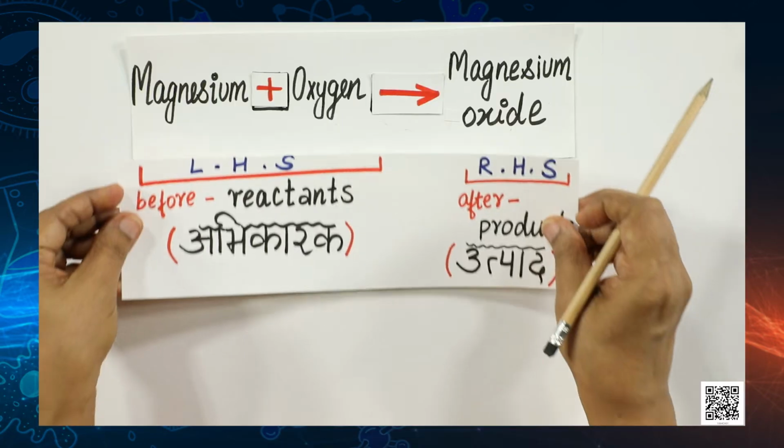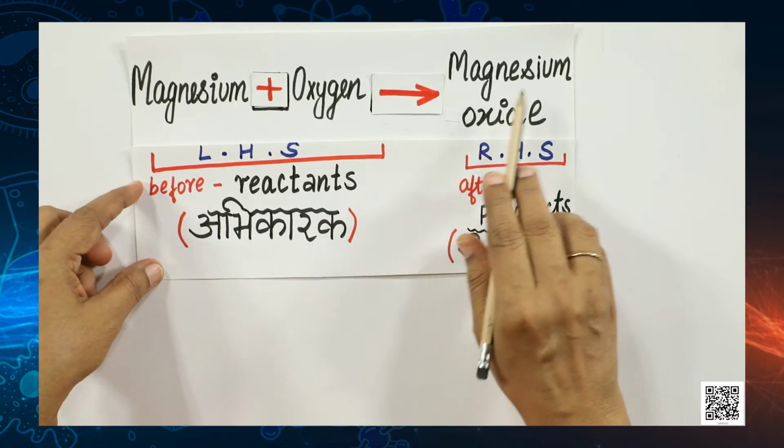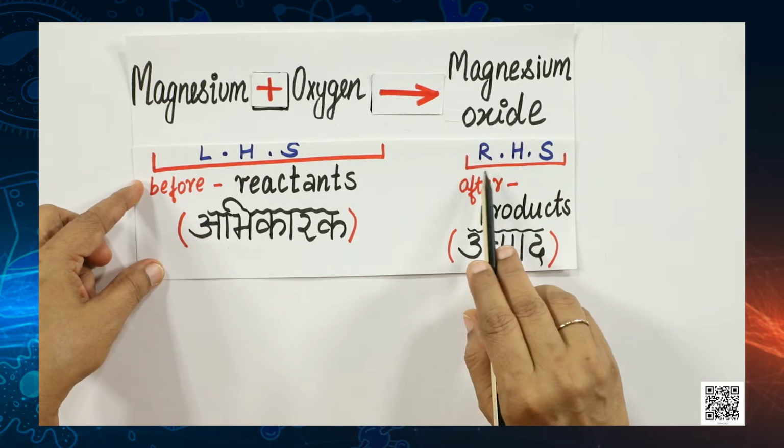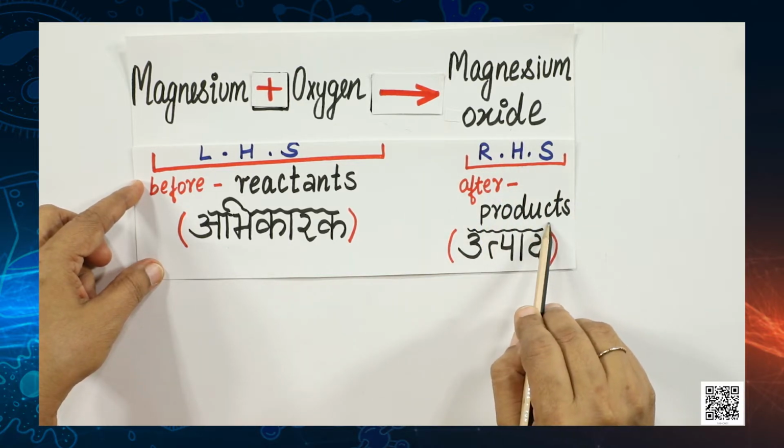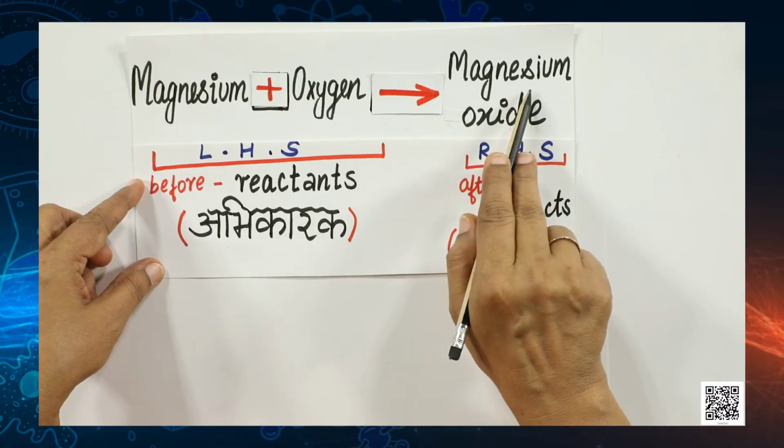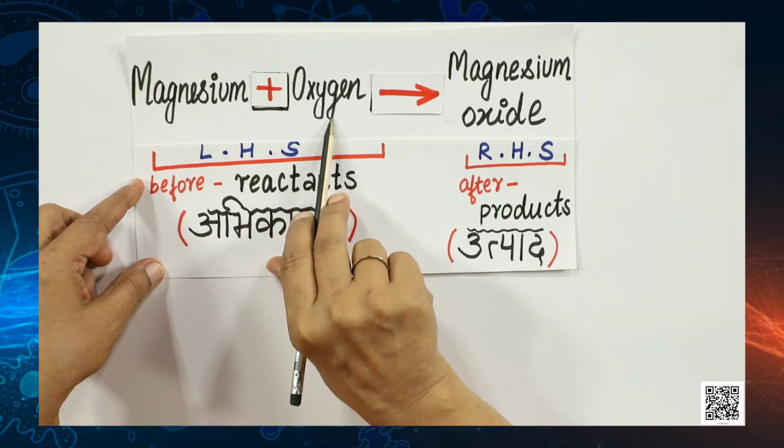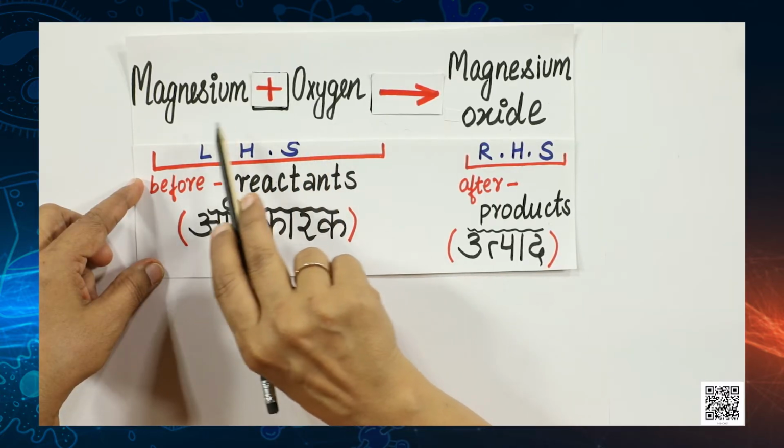Now, in this word equation, the substances that undergo change, that is magnesium and oxygen, are the reactants, and the new substance formed, that is magnesium oxide, during the reaction is the product. A word equation shows change of reactants to products through an arrow placed between them. The reactants are always written on the left hand side with a plus sign between the two reactants, and similarly the products are written on the right hand side with a plus sign between them.